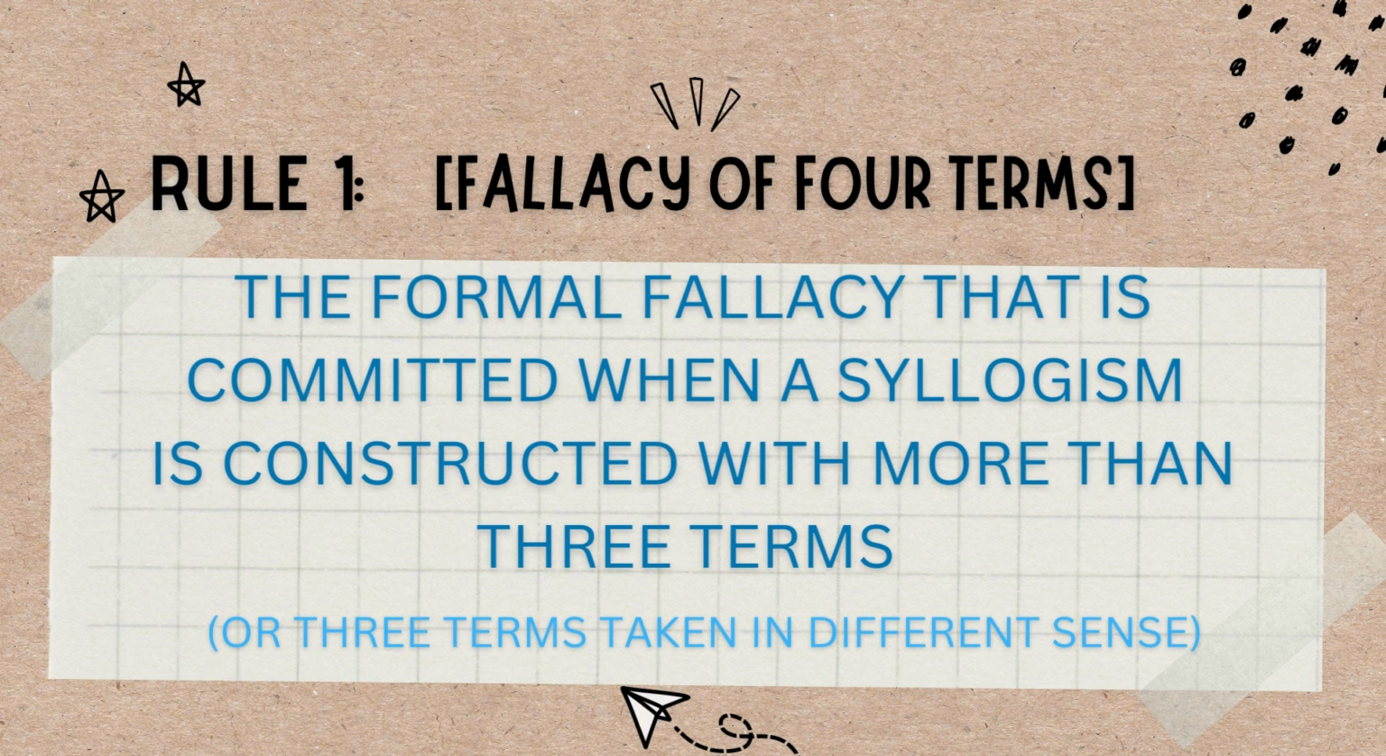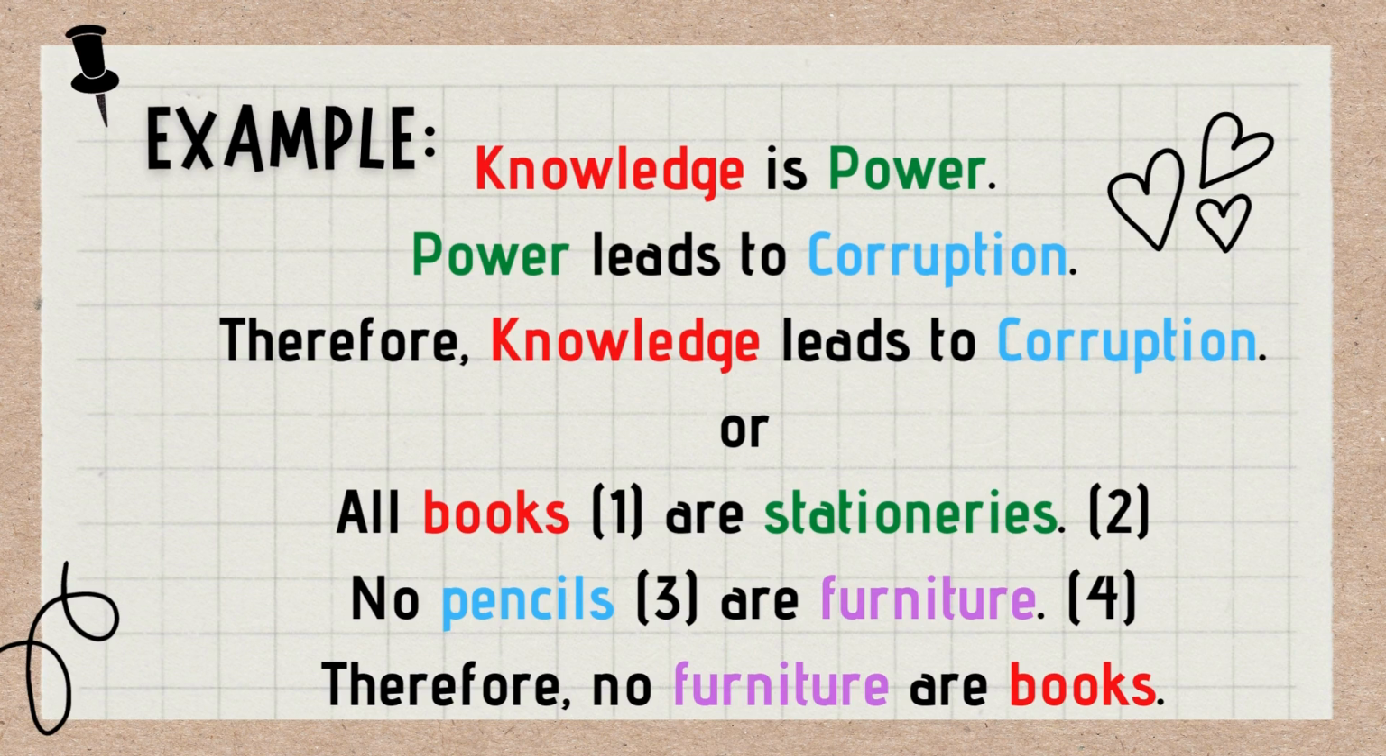So this fallacy of four terms occurs when the syllogism has more than three terms. A syllogism mustn't have more than three terms. Let's see an example to understand this better. This fallacy also occurs when the syllogism makes no sense. For example: knowledge is power, power leads to corruption, therefore knowledge leads to corruption. Does this make sense? No, right? So this syllogism has committed the fallacy of four terms.